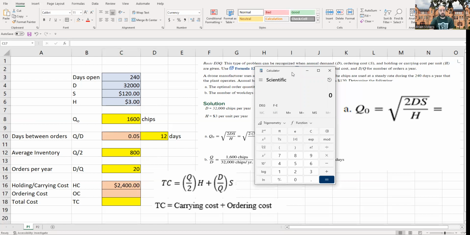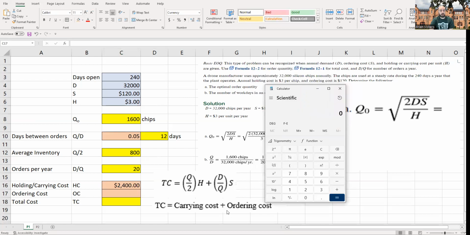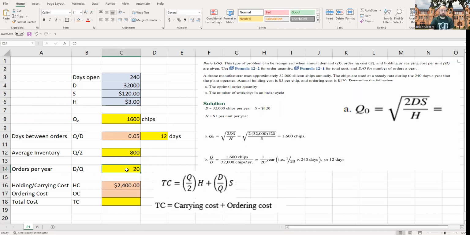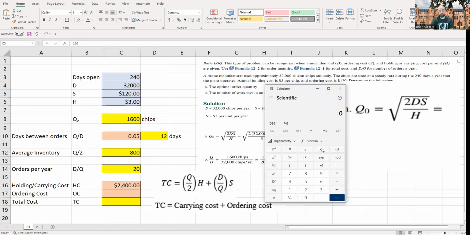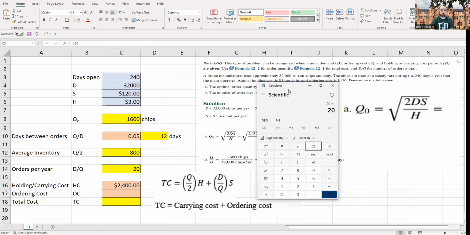And then we're going to have our ordering cost, which is D over Q times S. D over Q is the number of orders per year. So our ordering cost is equal to the number of orders a year times the cost of each order we place. Just to place an order, we're looking at 20 orders a year times, right here, $120 to place an order. It's 20 orders a year times 120, which is 2,400.